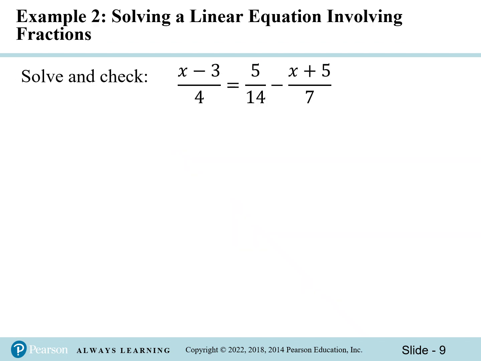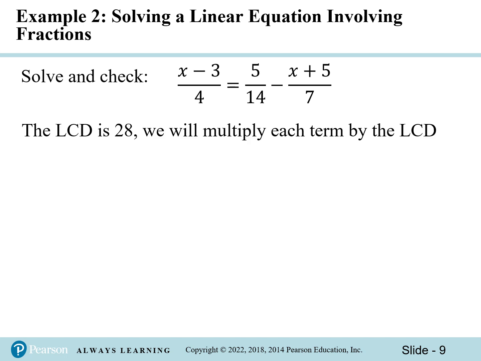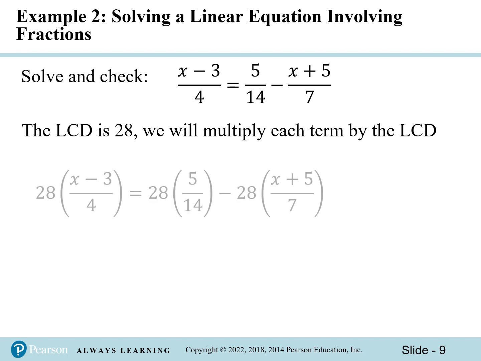For example number 2, we have to have an LCD. And in this case, my LCD between 4, 14, and 7 is 28 because it's the smallest number that all three numbers divide into equally. So I need to multiply each term by the LCD. And when I do that, it'll look like 28 times (x minus 3)/4 equals 28 times 5/14 equals 20 minus 28 times (x plus 5)/7.